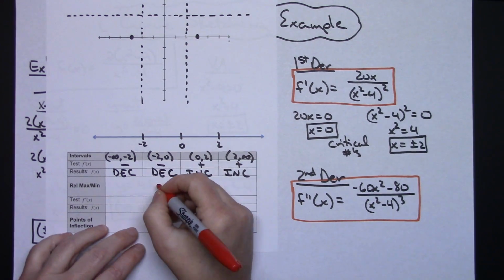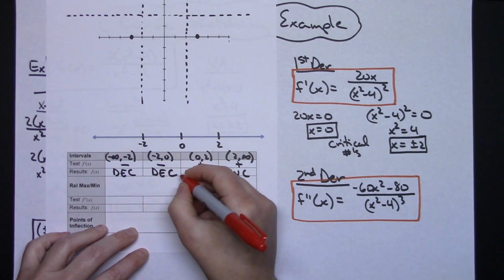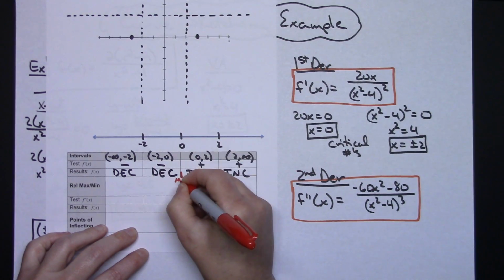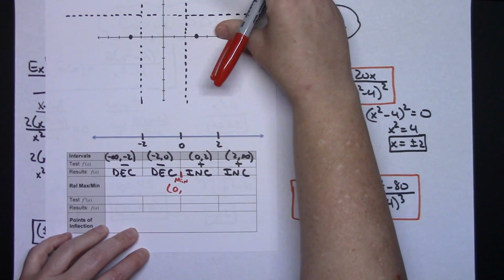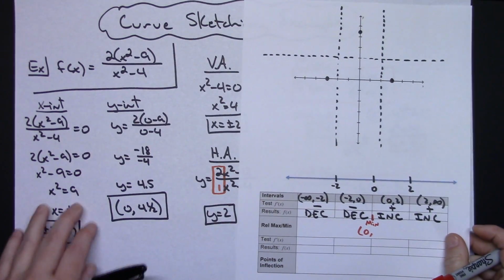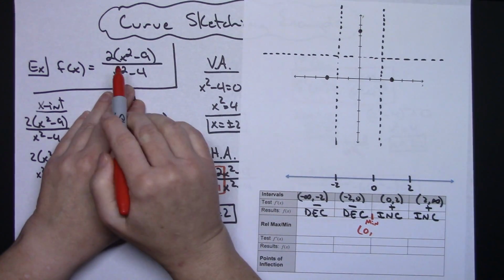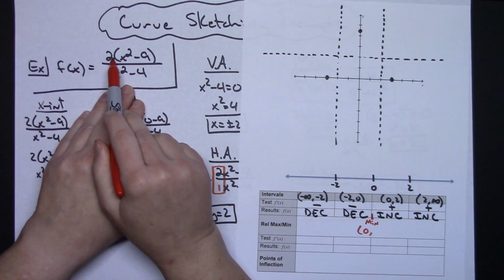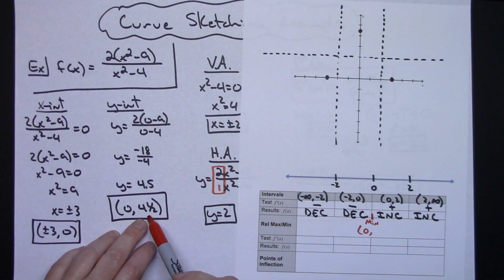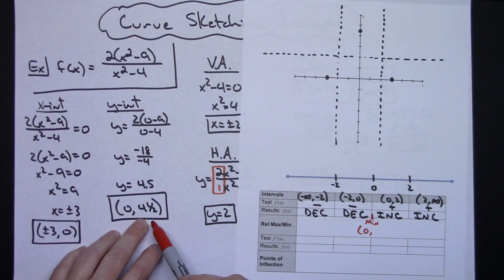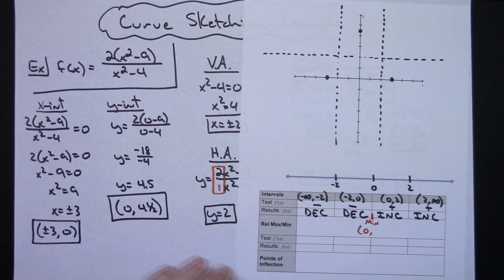We need to actually find the ordered pair there. So right here, I know I have a minimum, and that ordered pair would be at 0. Now we're going to have to plug that into the original function. Let's plug in 0 here. If I plug in 0 here, I'm going to have a negative 18. Plug in 0 here, I'll have that negative 4. So that y-intercept that we calculated at 4.5 is going to be a minimum.